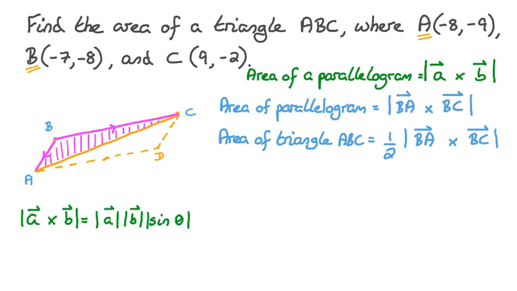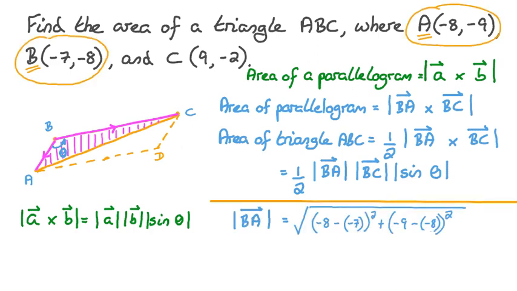We know that the magnitude of the cross product is equal to the magnitude of vector A multiplied by the magnitude of vector B multiplied by the magnitude of sine theta, where theta is the angle between vectors A and B. The area of triangle ABC is therefore equal to a half multiplied by the magnitude of vector BA multiplied by the magnitude of vector BC multiplied by the magnitude of sine theta. The magnitude of any vector is equal to its length.